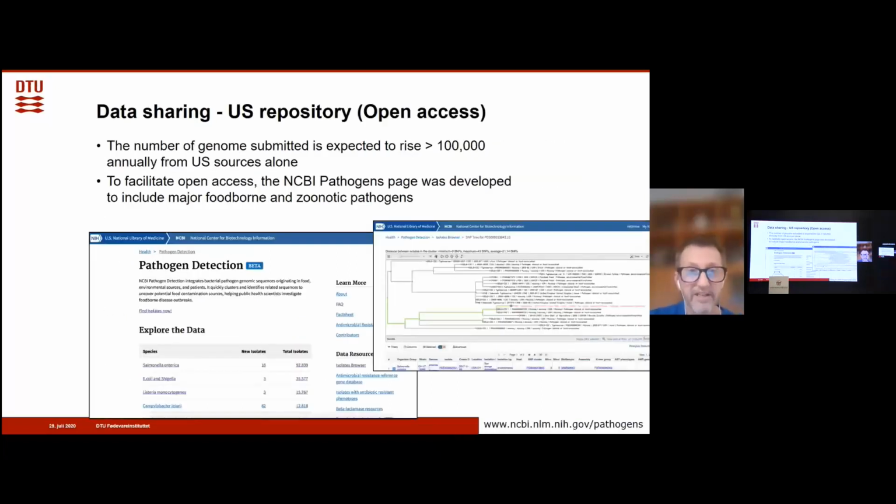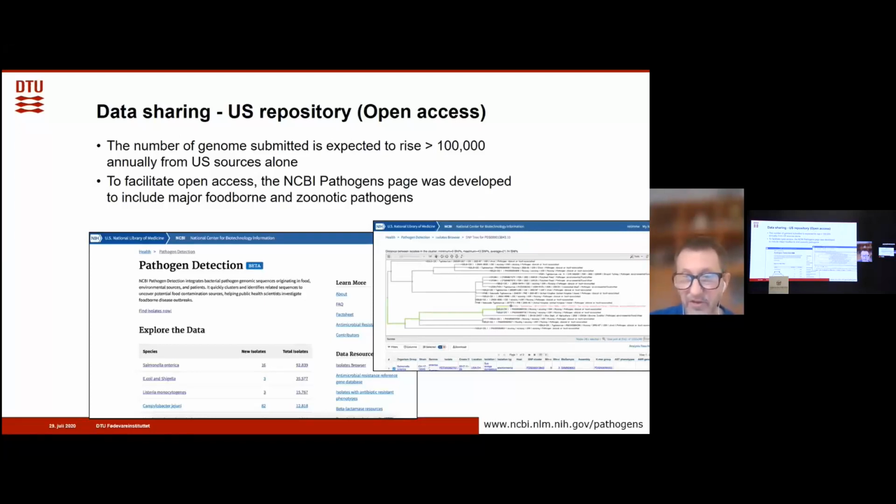So in the US, they have really started using open sharing. Both the FDA and the CDC have now decided to open up the surveillance data. And these are some screen dumps from the repositories. This is a bit old, but you can actually see from the pathogen detection that for Salmonella enterica, we have almost 100,000 isolates or genomes included. So this is definitely one way forward in how to establish surveillance.